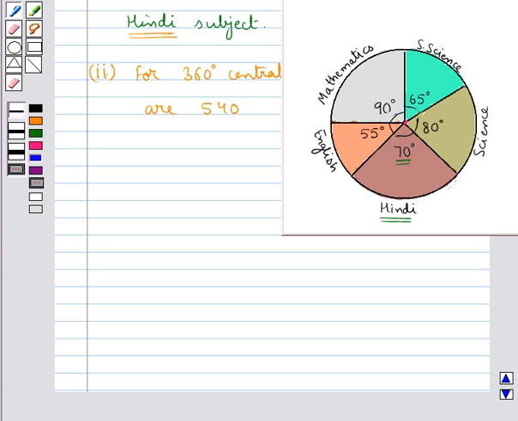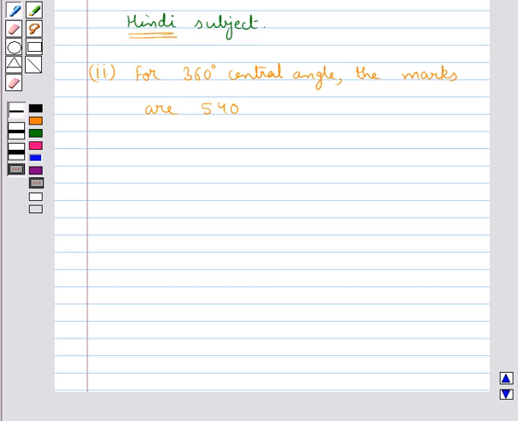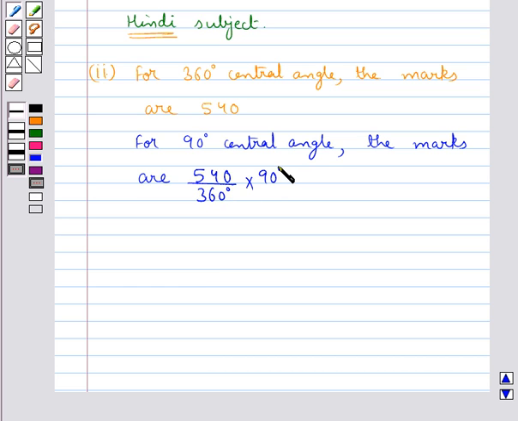As you can see in the pie chart that the central angle for mathematics is 90 degrees. So we will calculate the marks corresponding to 90 degree central angle. That is, we have that for 90 degrees central angle, the marks are 540 upon 360 degrees multiplied by 90 degrees.